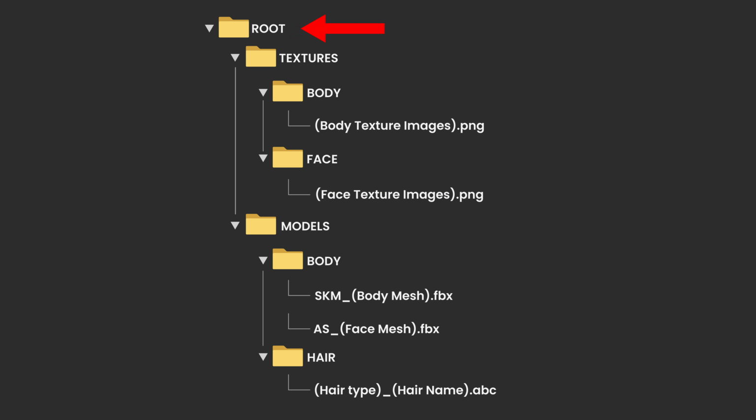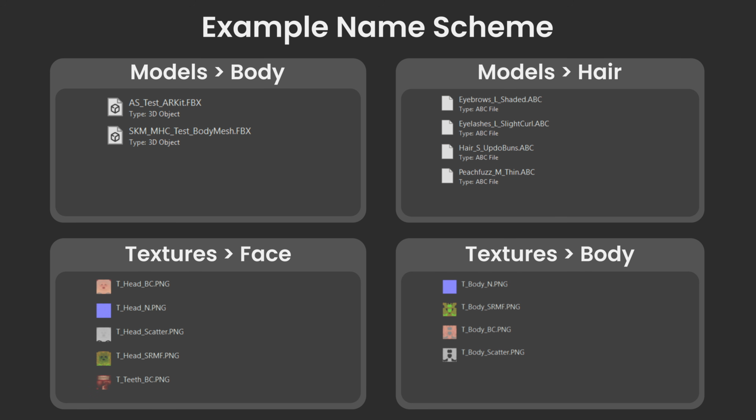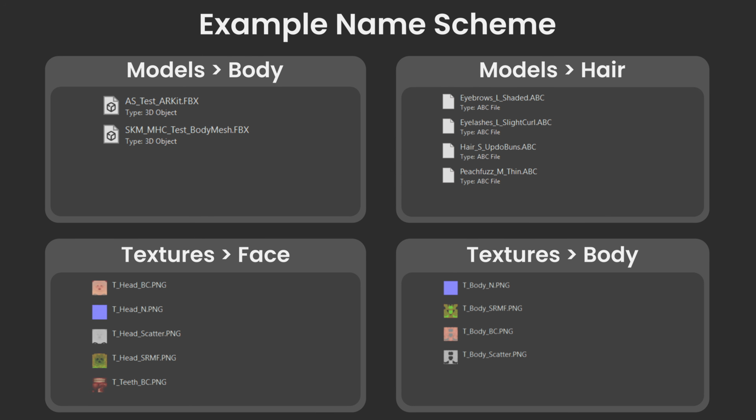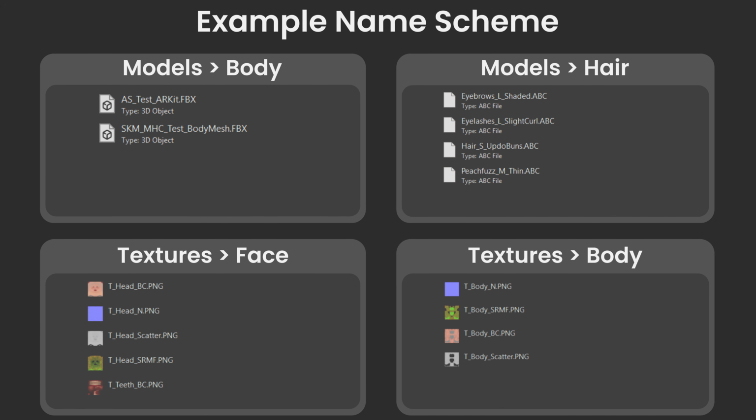You need a root folder with the dedicated subfolders for splitting up your textures and your meshes, further divided by the face and body parts. Leave the default names alone. The importer relies on those naming conventions to map everything automatically.